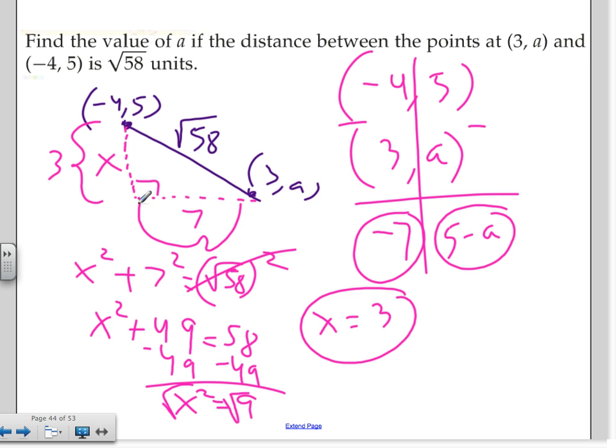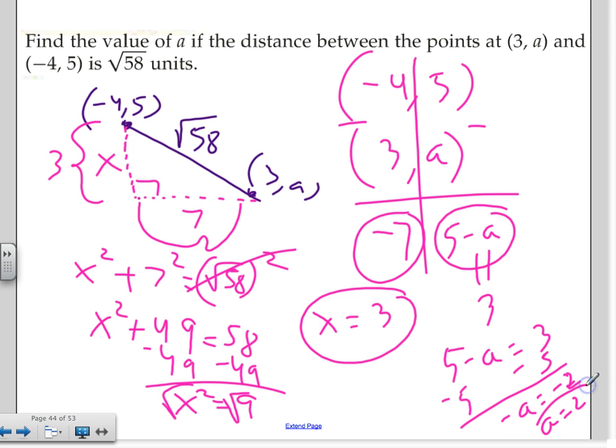This has to be 3. So that means what I circled right here has to be what? 3. So this has to equal 3. That's why I set it up as an equation to solve for a missing variable. So 5 minus A equals 3. What is A? 2. Let's solve all the way. Minus 5 over here, I get negative A equals negative 2. Divide both sides, so A is 2.